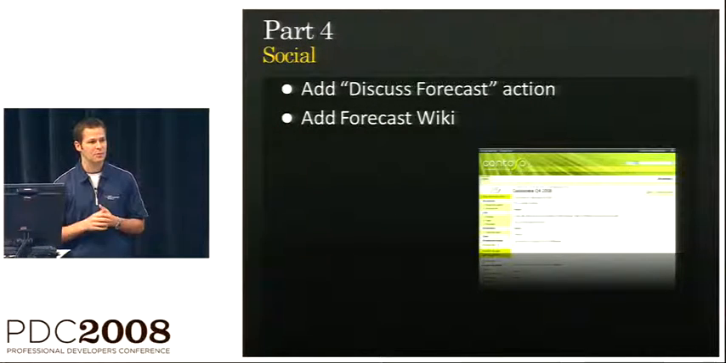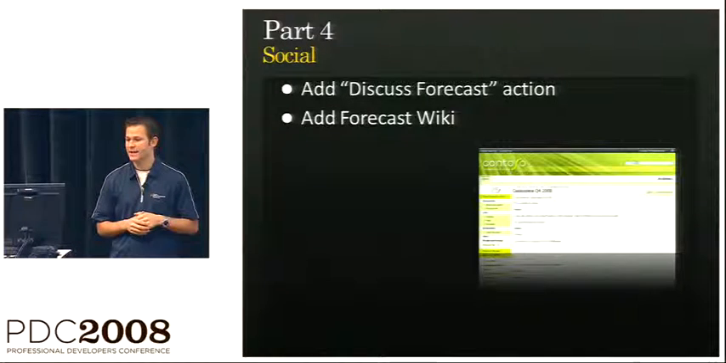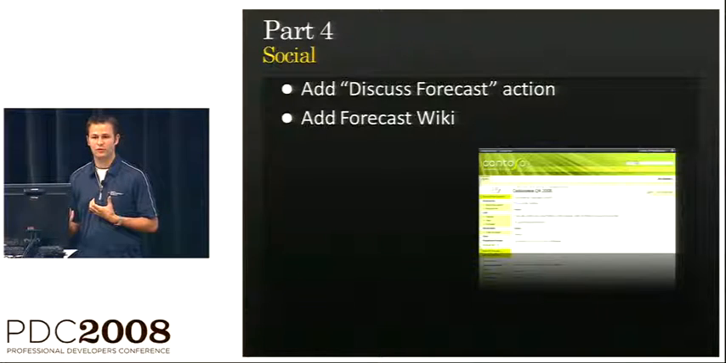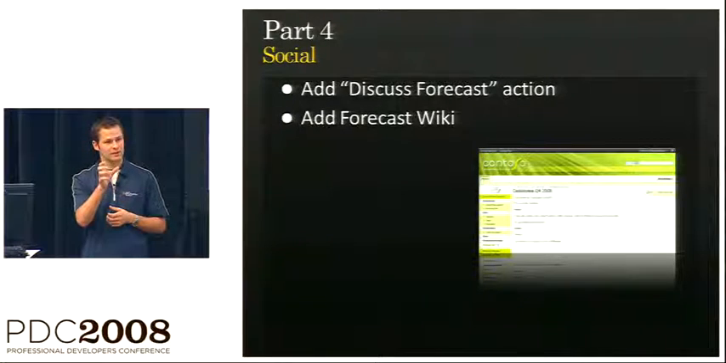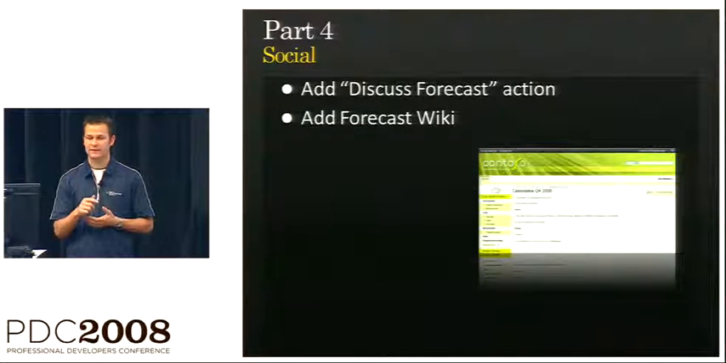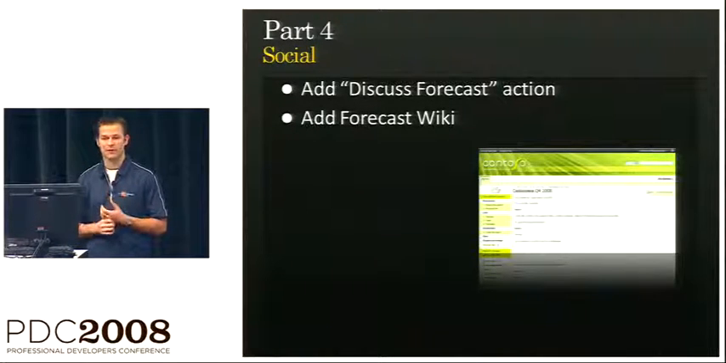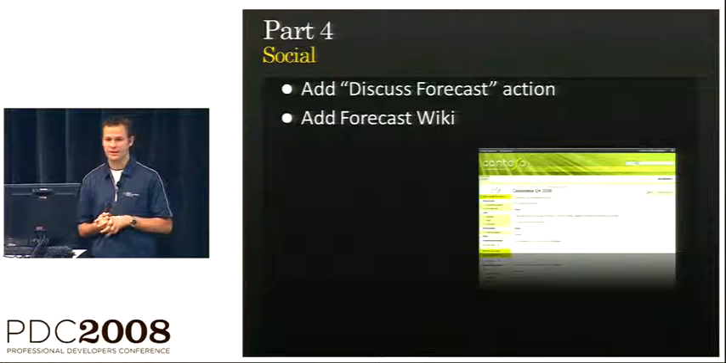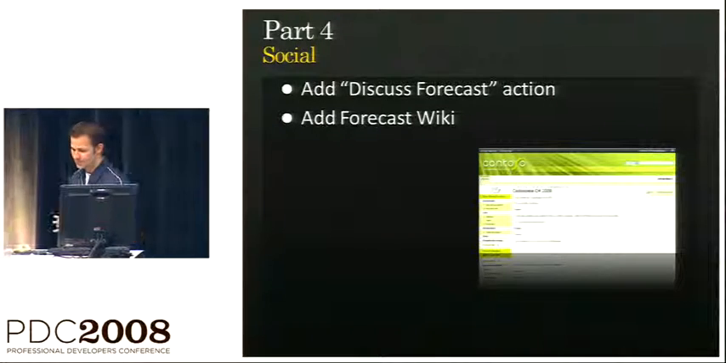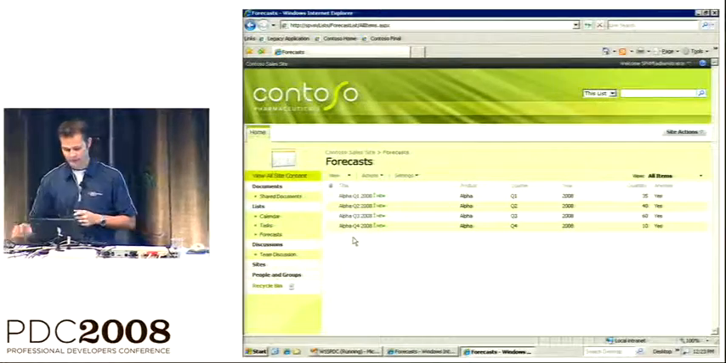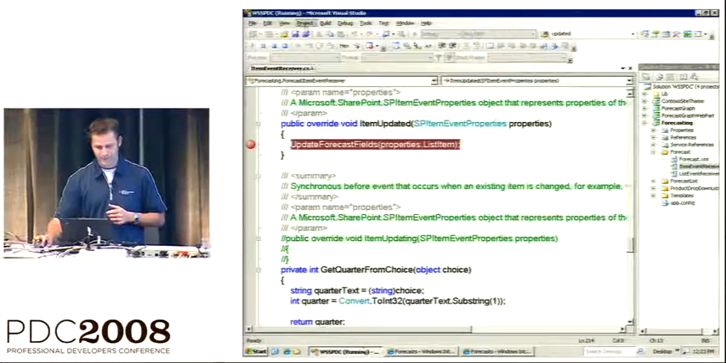So we're going to add a wiki to our project, and we're going to add a discuss forecast action on our content type so that for a particular forecast, people can use the little drop down on that forecast item, say discuss forecast, and it'll take them off to a page that we're going to create for that particular forecast where they can go and discuss with their colleagues. So the way we're going to do that is add a couple of things to our project. Let me just stop debugging here.